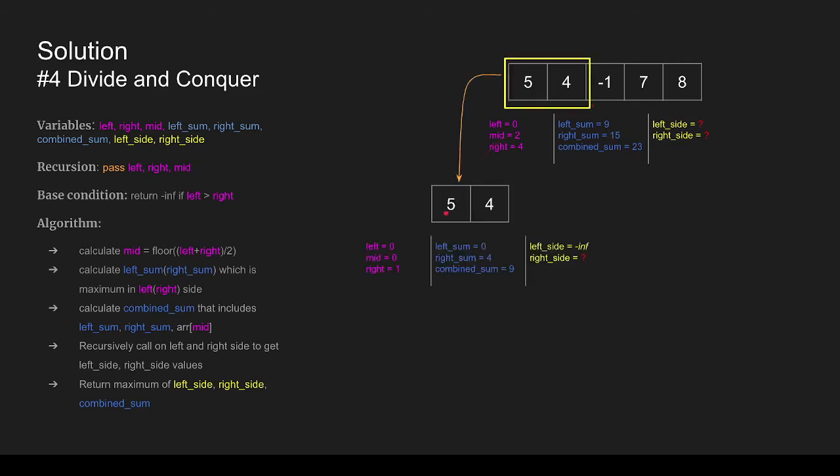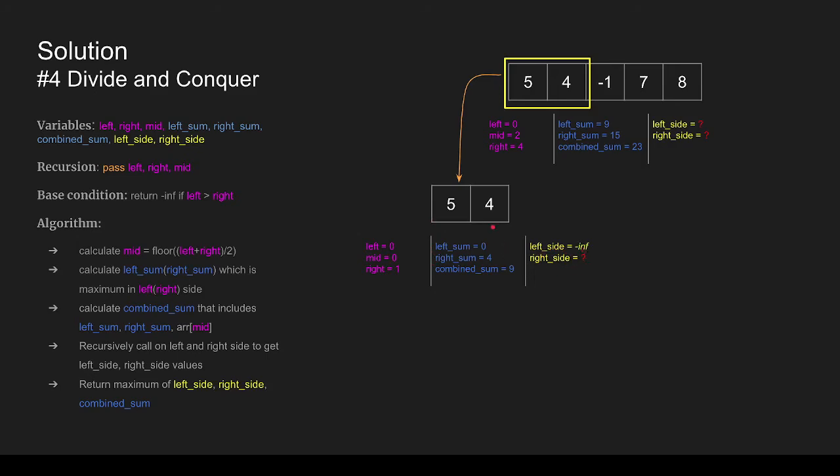In the left side, again, the left value gets populated as 0, and the right value is 1, because that is mid -1. The mid value becomes 0 plus 1 divided by 2, which floored becomes 0. And we don't have any left side, so the recursion hits the base condition and we get the value minus infinity.